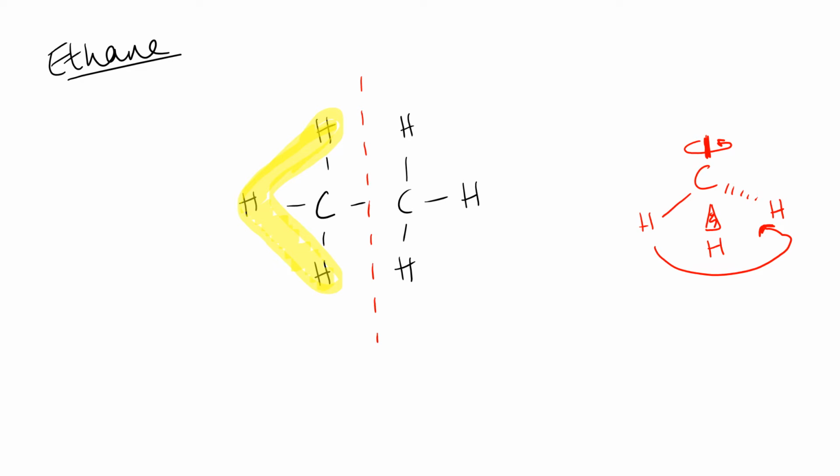Now, because we've got a line of symmetry, the hydrogens on the other side of the molecule will also be identical to the others. So we would have 6 hydrogens that are all absolutely identical, which means that on an NMR graph we would have one spike, and that would be it.